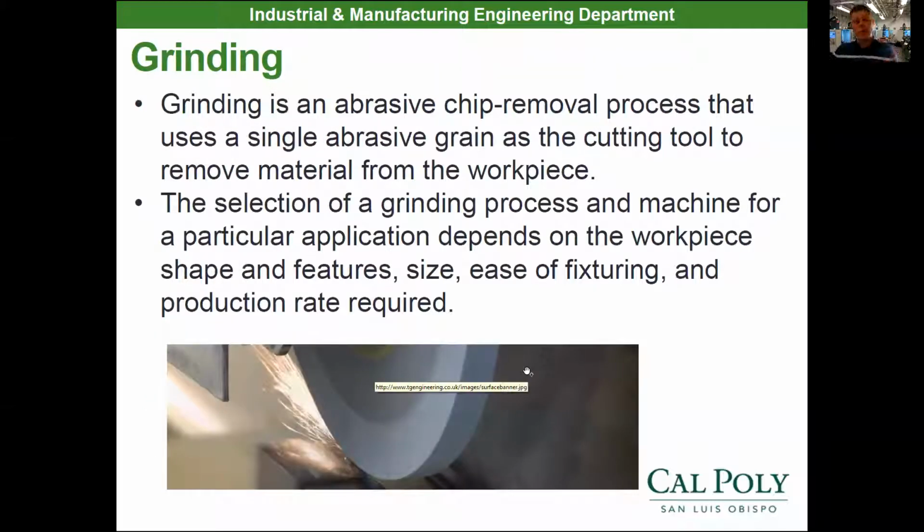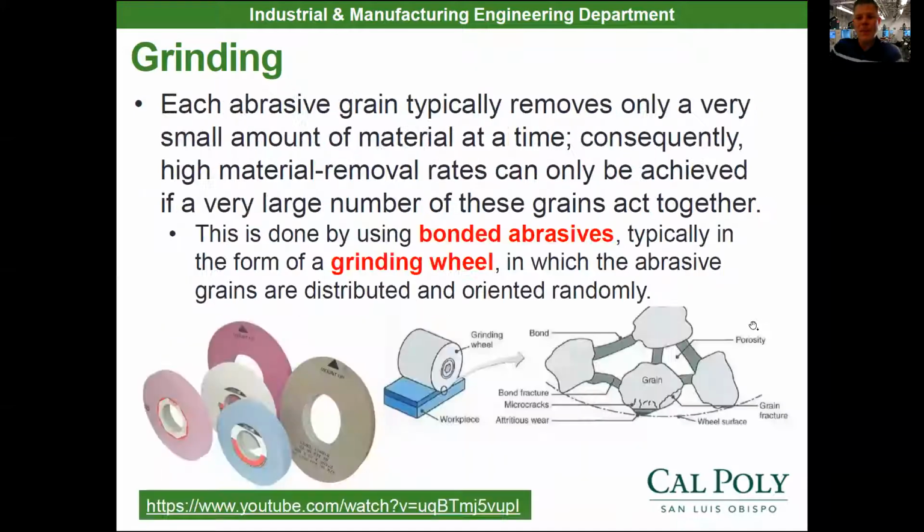Now, the most popular type of abrasive process in manufacturing is called grinding. Grinding is an abrasive chip removal process that uses a single abrasive grain as the cutting tool. But the grinding wheel has thousands and maybe even almost a million grains, depending on the size of the wheel. Grinding uses a bonded abrasive. This is an example of a bonded abrasive right here, where you have all the abrasives bonded into this wheel form. You mount this wheel on a spindle and it rotates at some surface speed value.